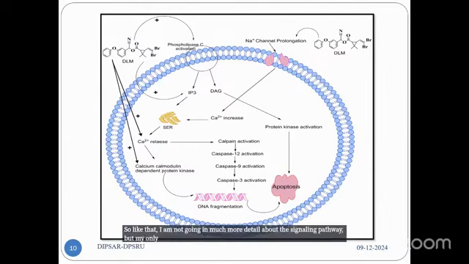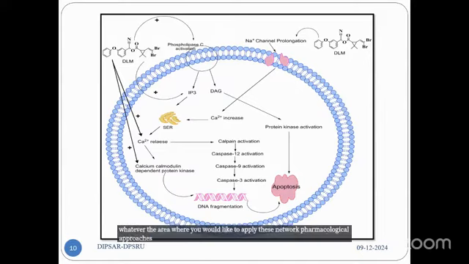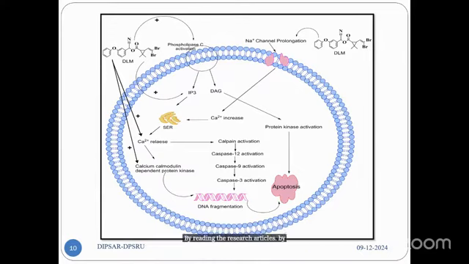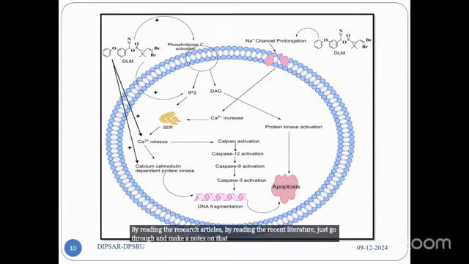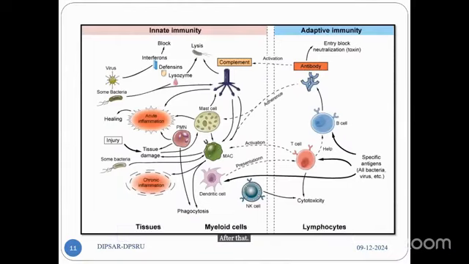conclusion on this part is, whatever the area where you would like to apply these network pharmacological approaches, just go through this area extensively. Just go through that signaling pathway as extensively as you can, by reading the research articles, by reading the recent literature, and make notes on the signaling pathways in which you are planning to do the work. After that, some signalings, whether you are working in that area or not, you have to understand.